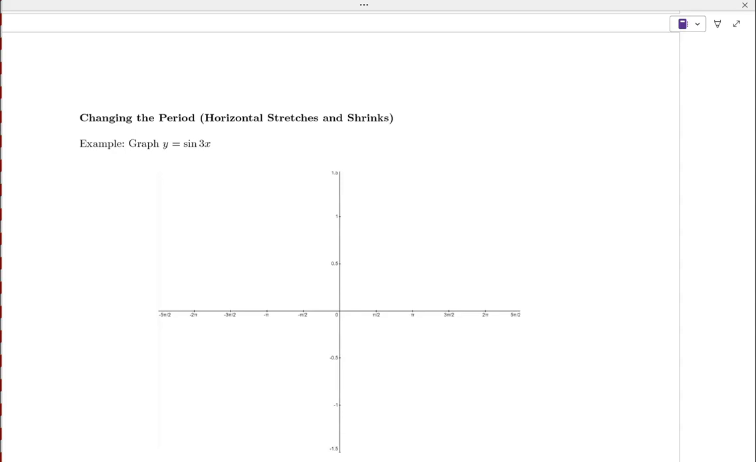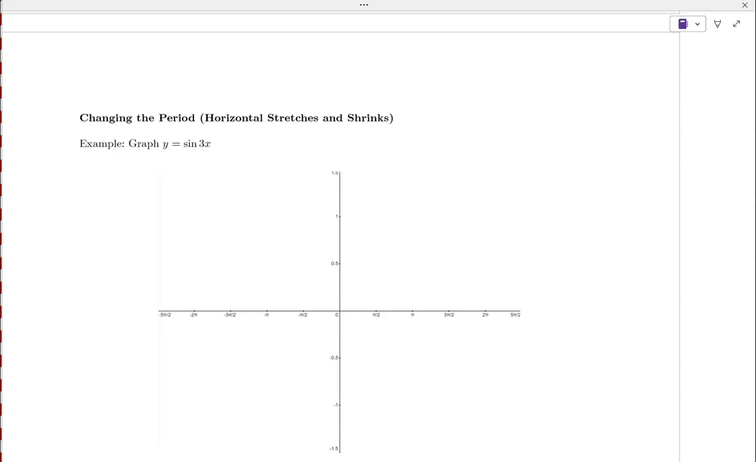Well, notice when the number was on the outside, it affected the output. Where's this 3 now? It's on the inside, right? So that affects the inputs, right? Agreed? So this is what's going to do a horizontal stretch or shrink. And remember, when it's on the inside, it basically does the opposite of what you think it should.